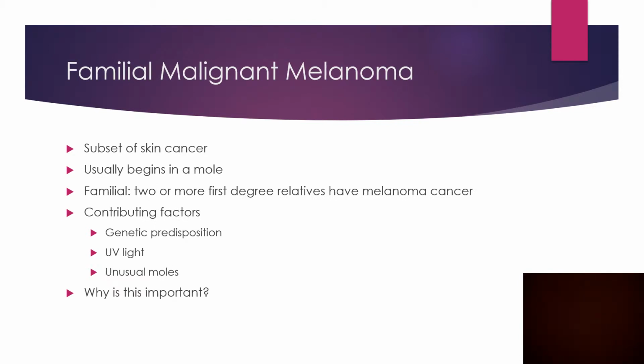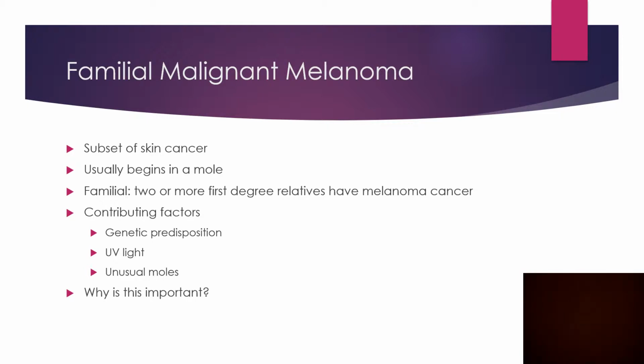Melanomas are a type of skin cancer that results from uncontrolled cell division of the pigmented epidermal cells. Usually this presents as a benign growth of a mole, a birthmark, a wart, or a scar, but most commonly moles. Familial malignant melanoma is a term referring to families in which two or more first-degree relatives, such as a parent, a sibling, and/or a child, have a melanoma cancer.